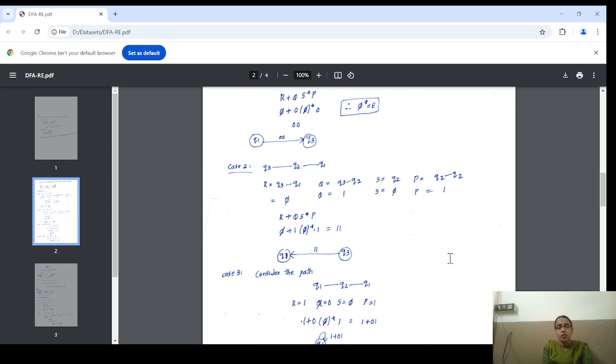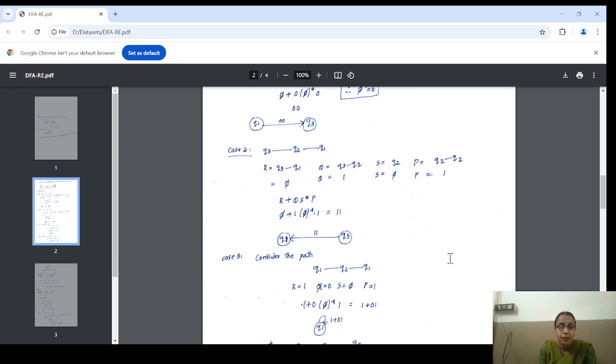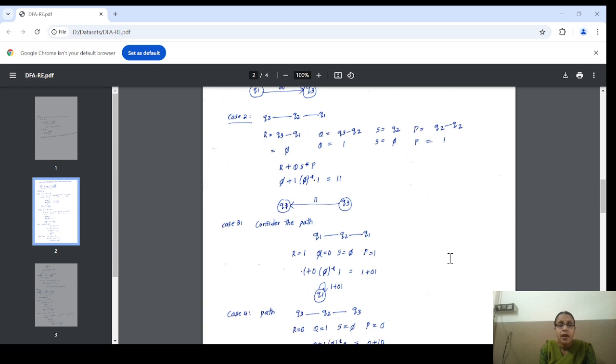Then case 3. In case 3, we are considering another path, that is Q1 to Q1. For Q1 to Q1, we are taking the intermediate state Q2. R equal to 1 means there is a self-loop. And Q means Q1 to Q2, there is 0. And S means Q2 self-loop, which is phi. And P equal to Q2 to Q1, the value is 1. So after substituting these values in the formula, we get the value 1 plus 01.